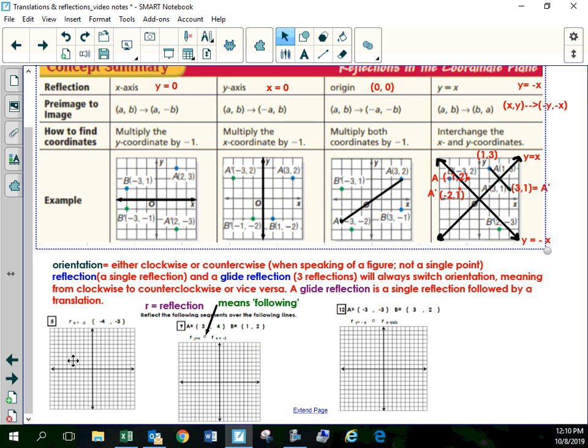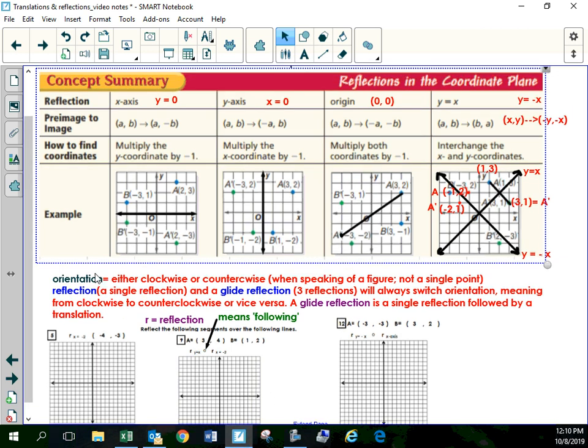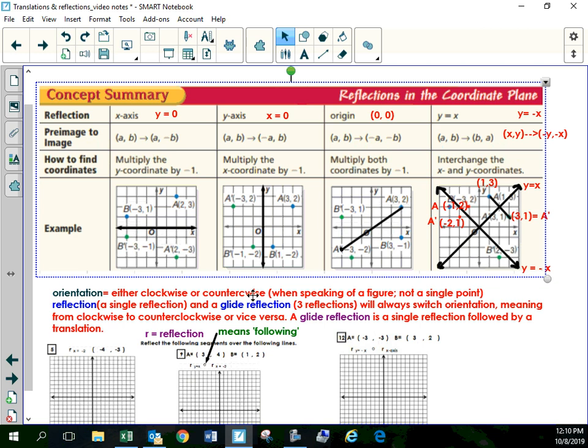So I am going ahead and going to give 3 examples from the worksheet that you're going to get. This is what it's going to look like on the worksheet itself. So let's recall here, orientation is either clockwise or counterclockwise, and that's when it's speaking of a figure. Obviously, you don't have counterclockwise or clockwise on a single point. We're talking about a triangle or a quadrilateral. We'll look more at specific examples of those in class. I'm just not putting it on the video here. Go and do it in class.